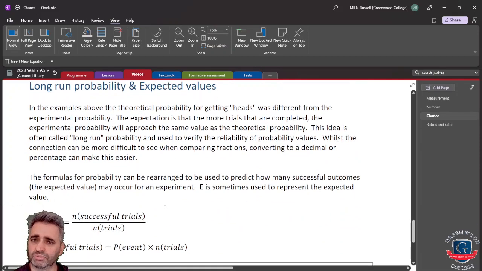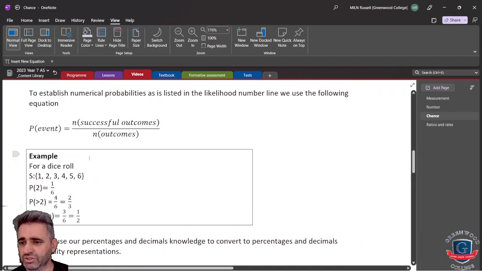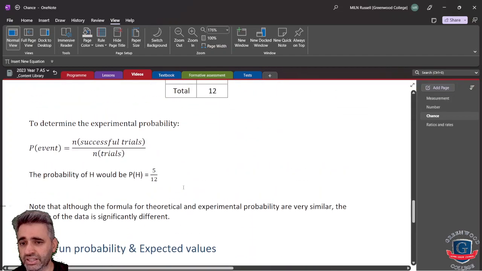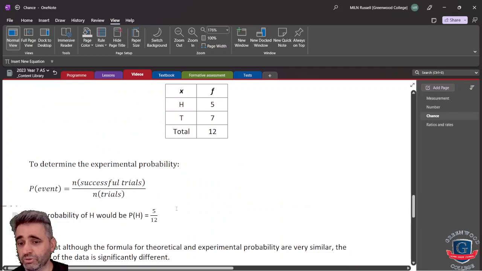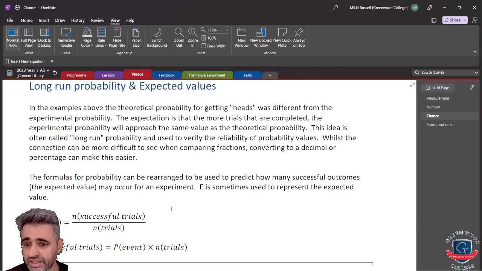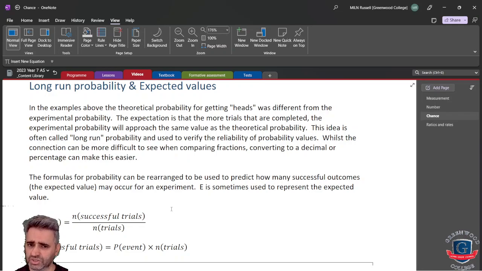Now, the last thing we need to know is about long-run probability and expected values. Now, we can see from our trial over here, the probability for heads in theoretical probability was 1 out of 2, yet the probability for the experiment was 5 out of 12, and that's because randomness plays a part in experiments. Things happen. Now, what will happen over time, though, is the more experiments you do, the closer the experimental results will come to the theoretical results. Typically easiest to see with decimal values. So if you convert your fractions to decimals, you can see the numbers are quite close.